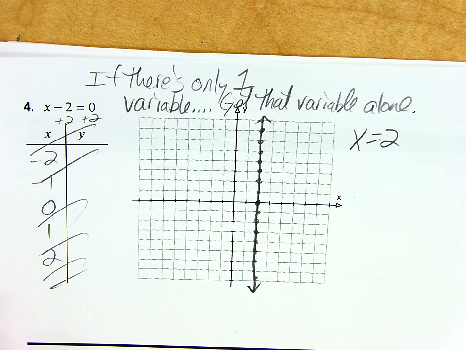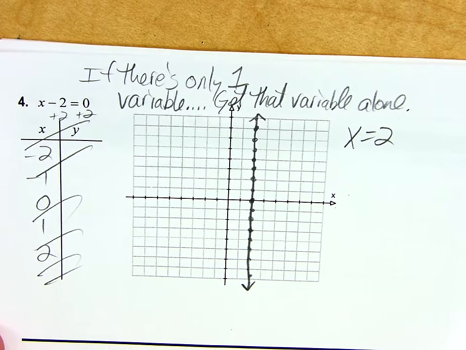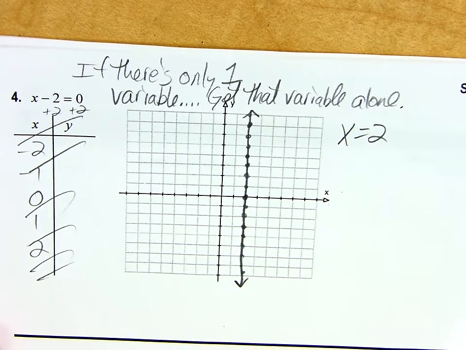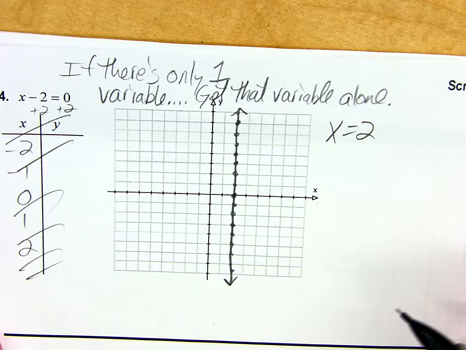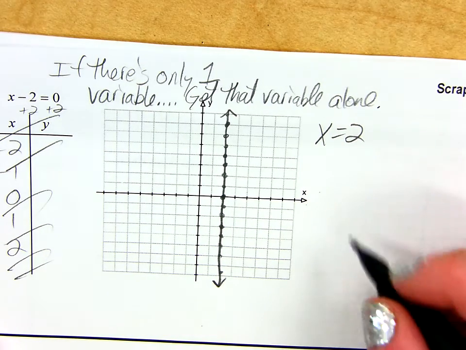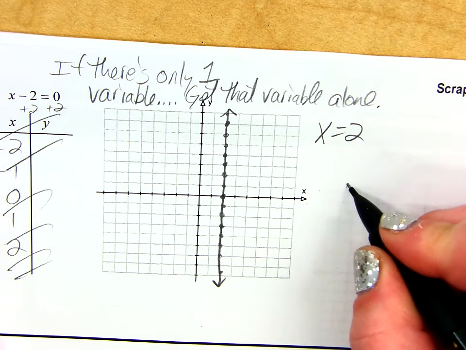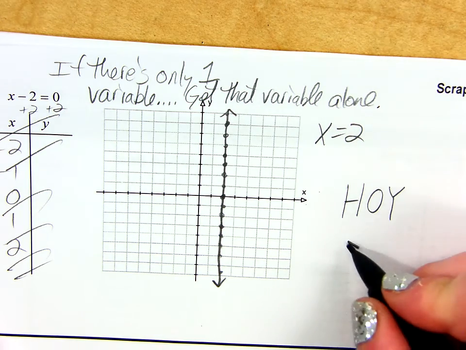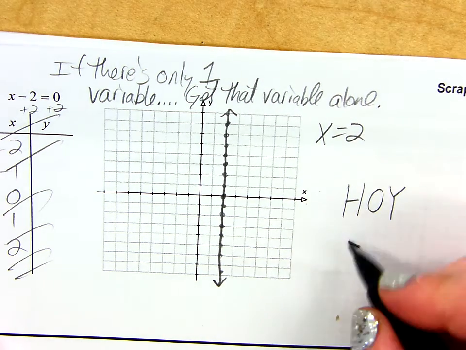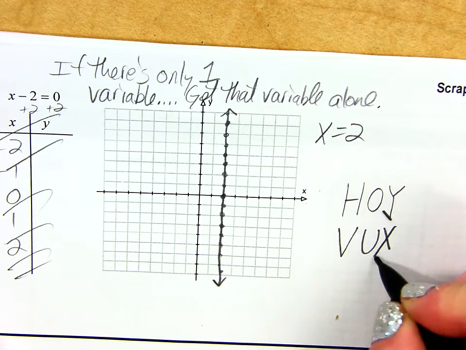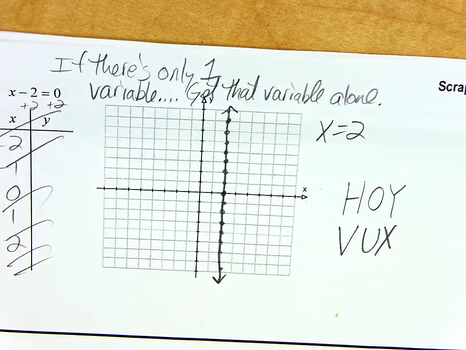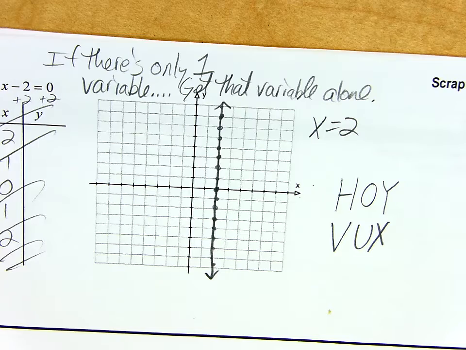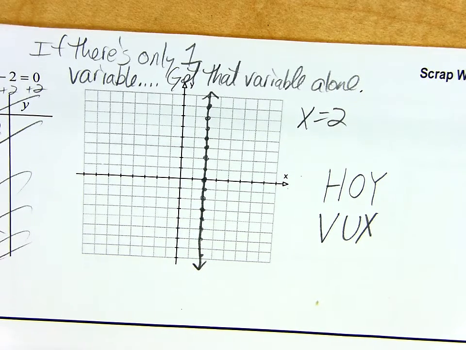I do have a little way to help you remember this. It's two funny little words. Are you ready for the funny little words? Maybe you've heard them before, I don't know. The first word is hoy, H-O-Y, and then the second word is vux, V-U-X. Hoy vux. These two funny little words. Let me explain to you how they work.